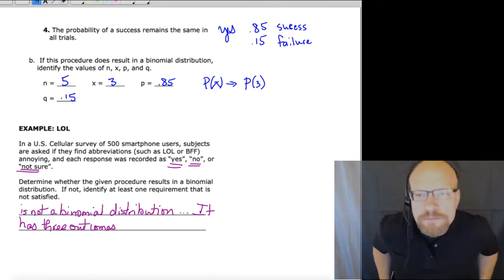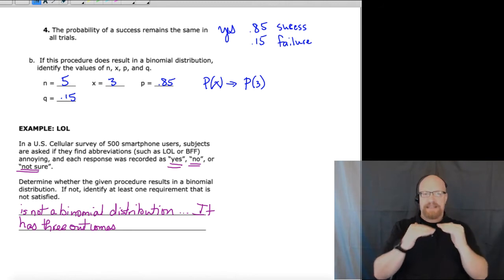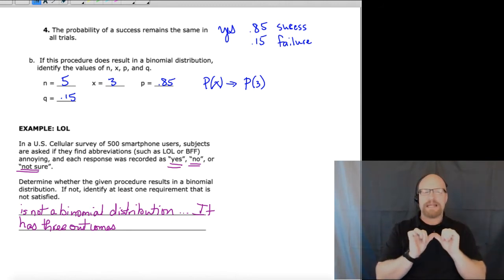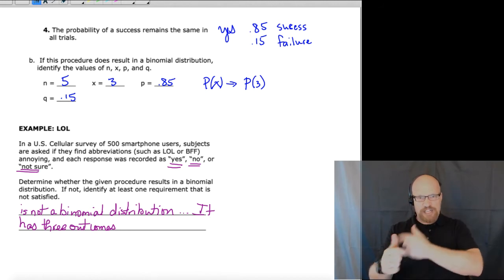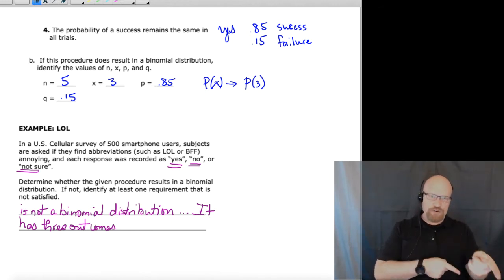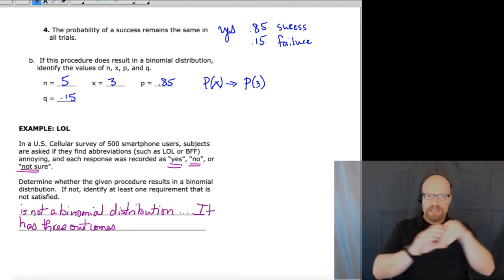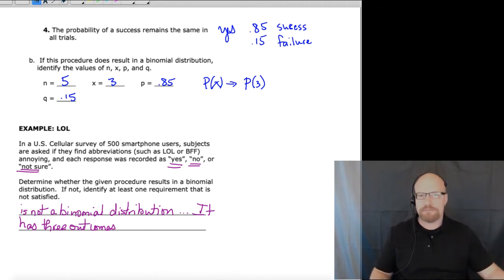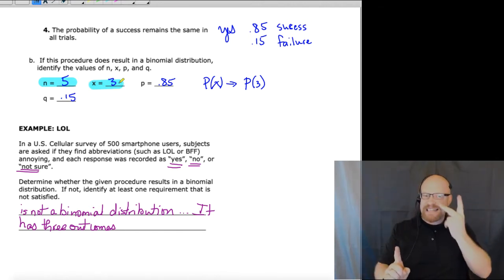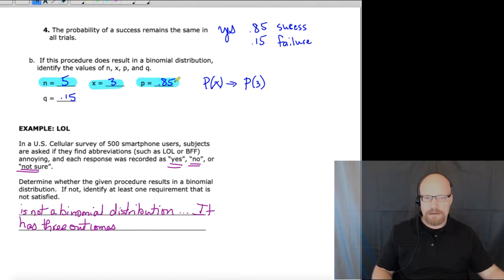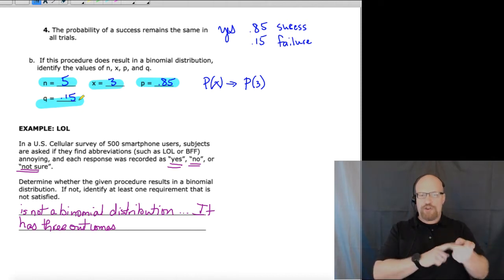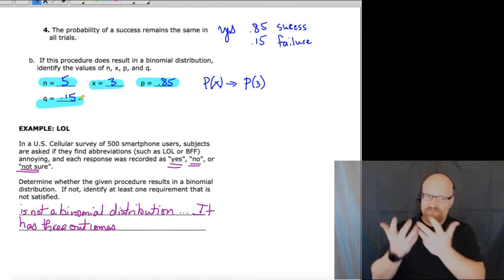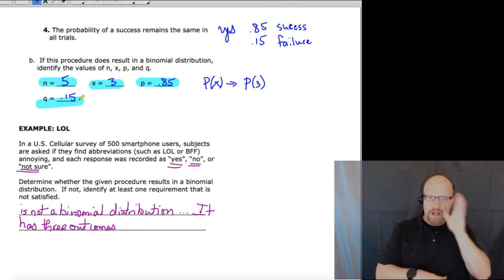So now, the probability is the same. It's consistent, not equal, but consistent. 0.85 for each success, 0.15 for each failure. Now we put the numbers in the right place here. How many trials? How many successes? I want to see what the chance is. Probability of success. Probability of failure. So that's all the numbers. We didn't figure it out yet. We will. So hold that.